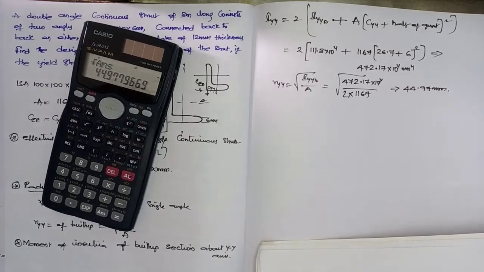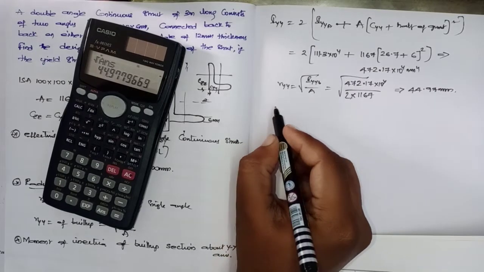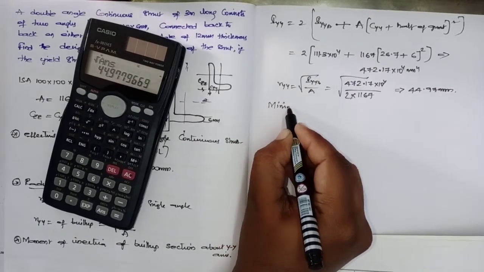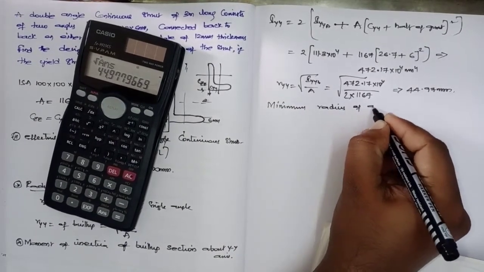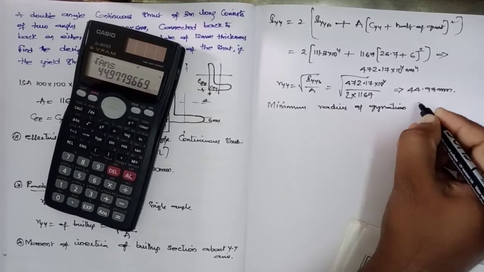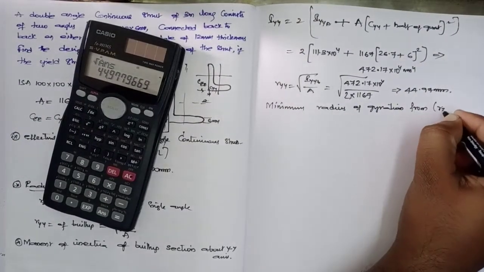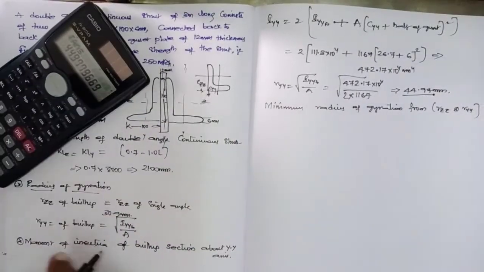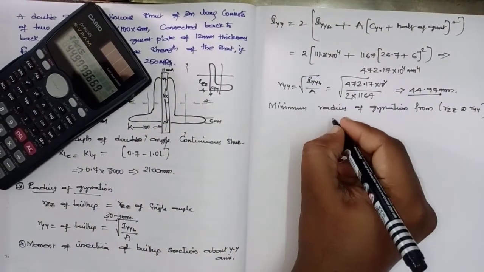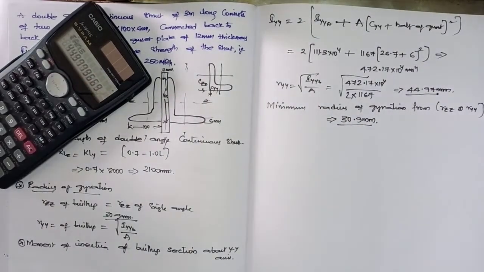Next, the minimum radius of gyration from rzz and ryy. Here this is 44.97 and this is 30.9. So the minimum is 30.9 mm. So 30.9 mm is the minimum radius of gyration.